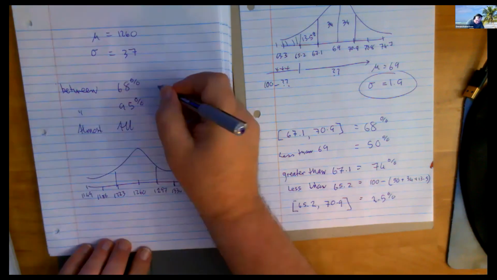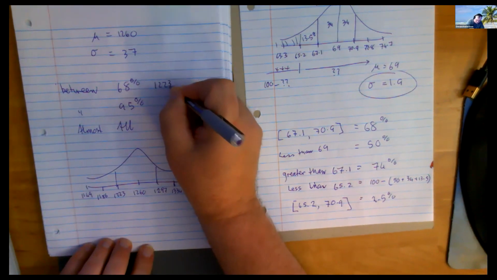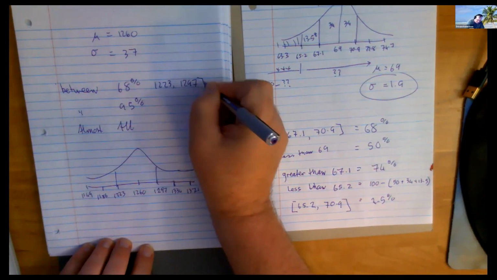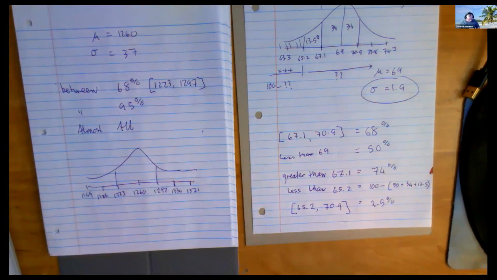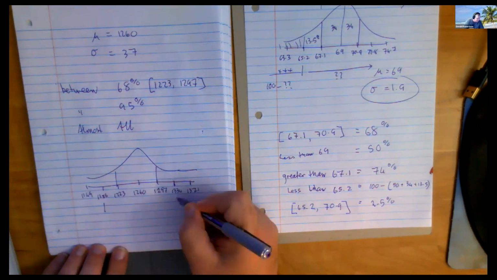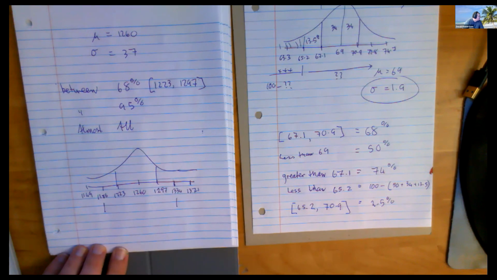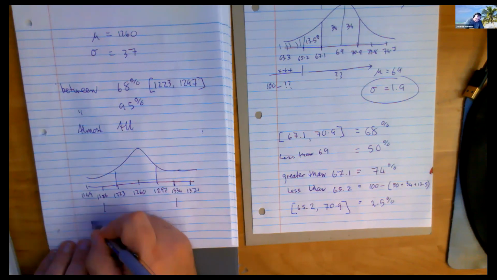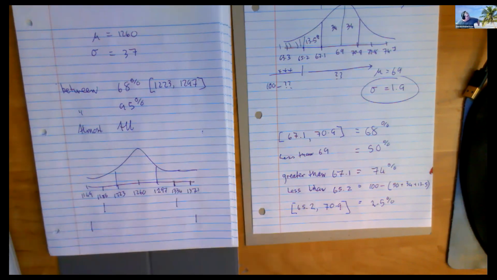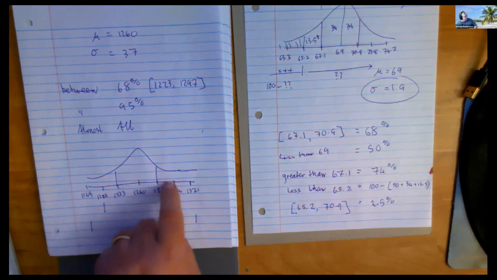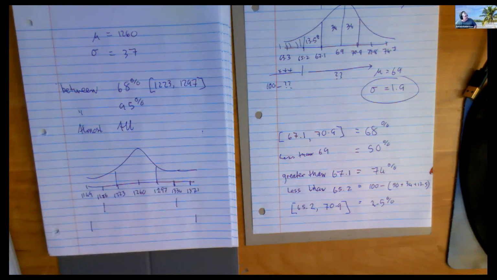So it's between 1223 and 1297. And when they asked you for 95%, isn't it between here and here? And if they ask you almost all, isn't it between here and here? So that's all that question was, right? 1 standard deviation is 68, 2 gets you 95, 3 gets you almost all. All we're doing is finding out what those numbers are, and we are done.